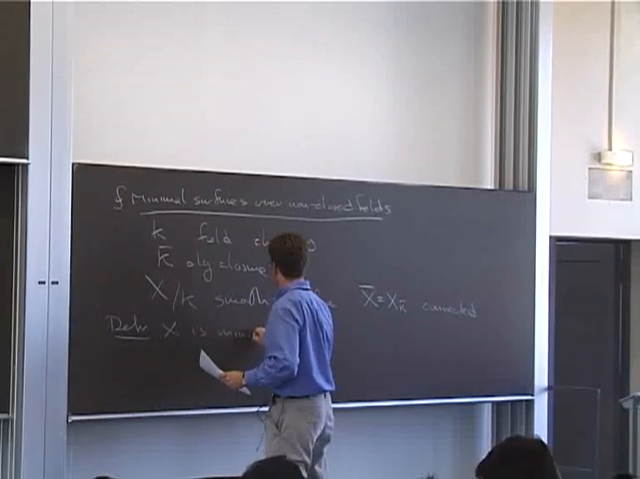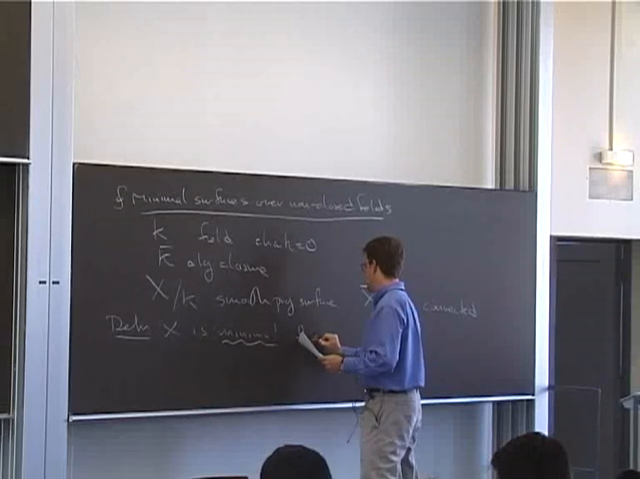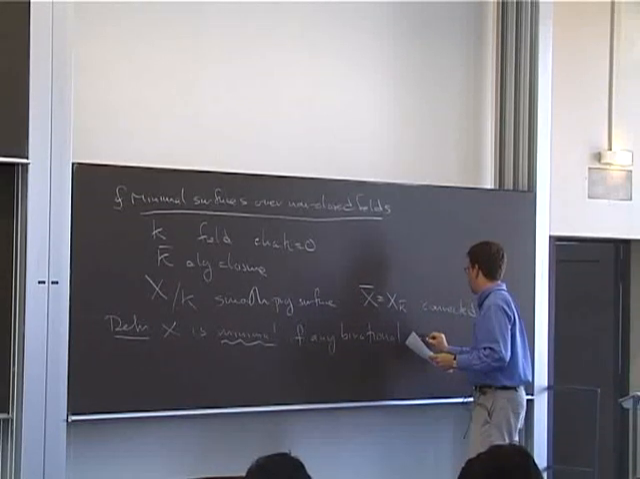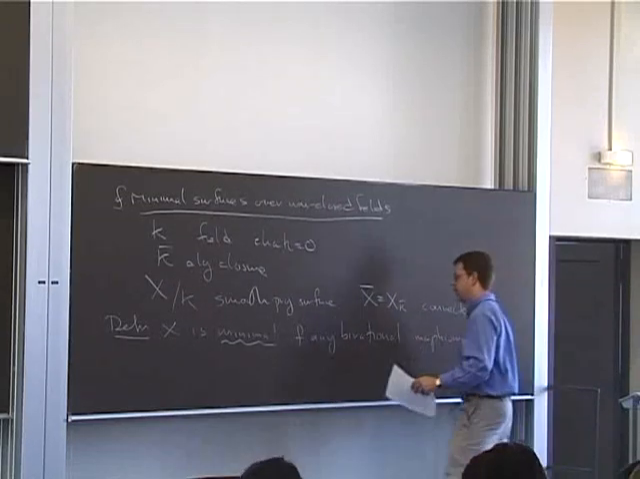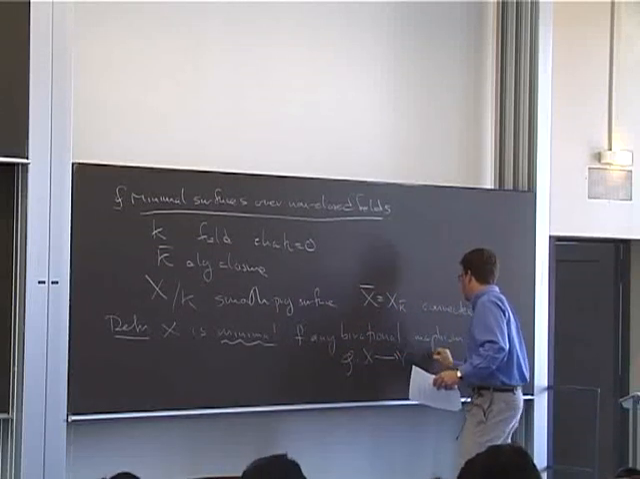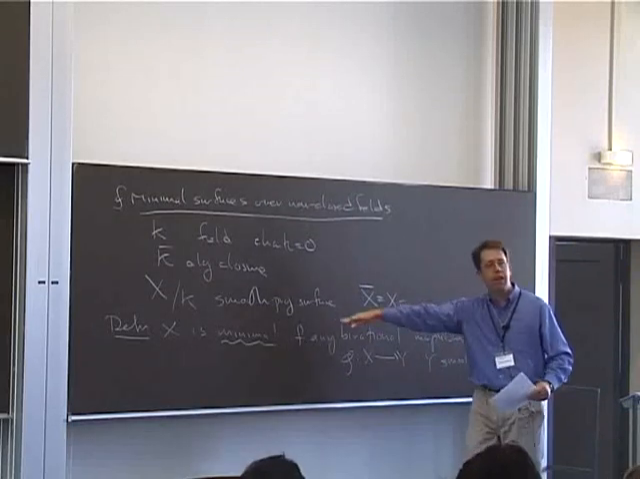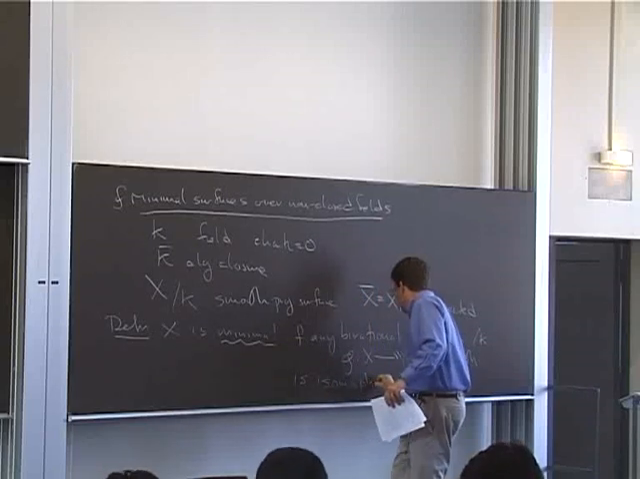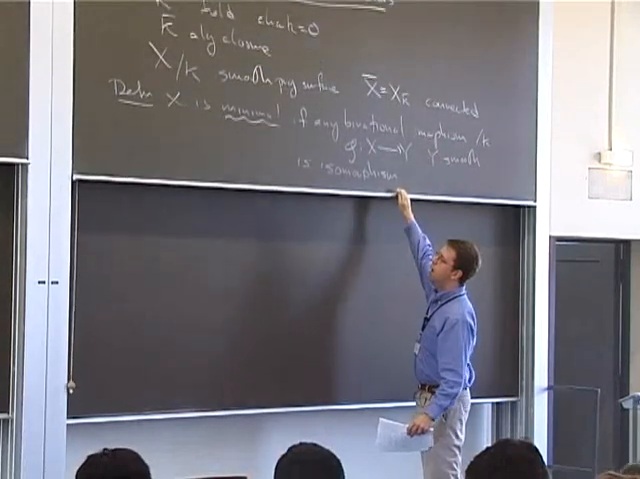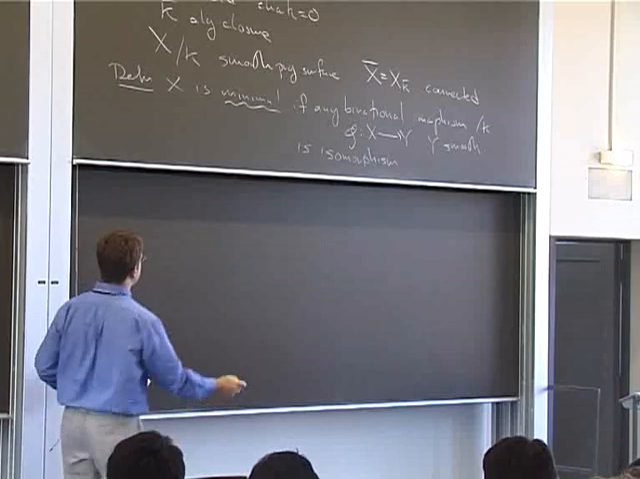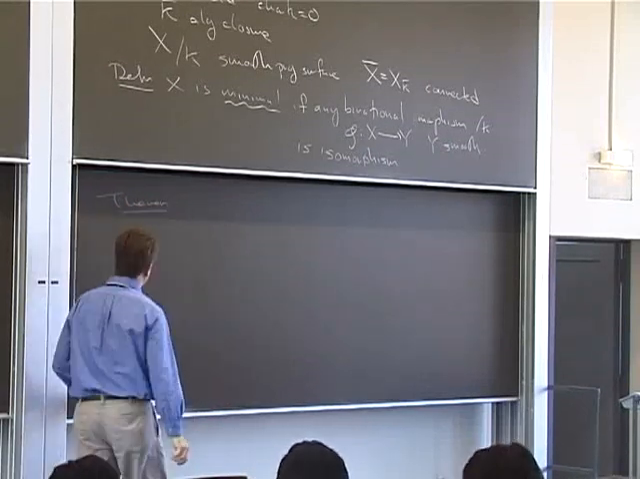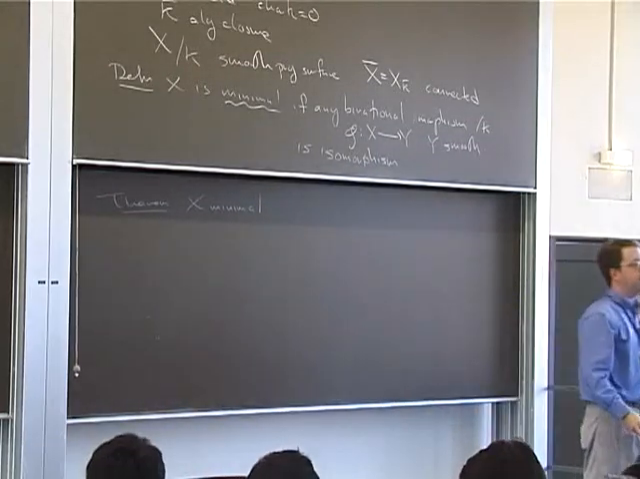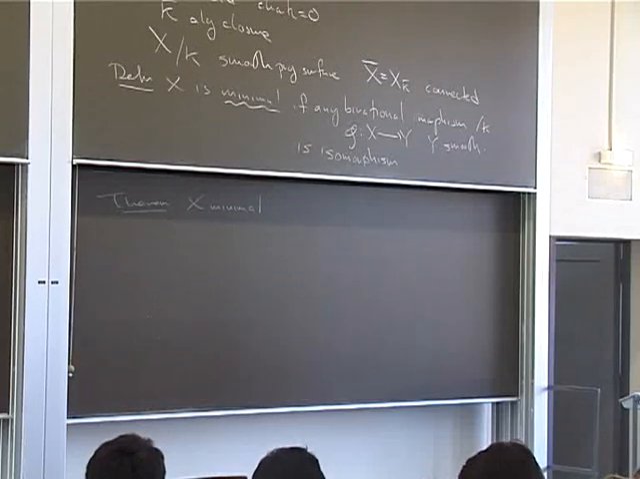X is minimal if any birational morphism over K from X to Y, where Y is smooth, if any such birational morphism is an isomorphism, the main result is X is minimal. Remember, if X is over an algebraically closed field, it's minimal if and only if it has no minus 1 curves.